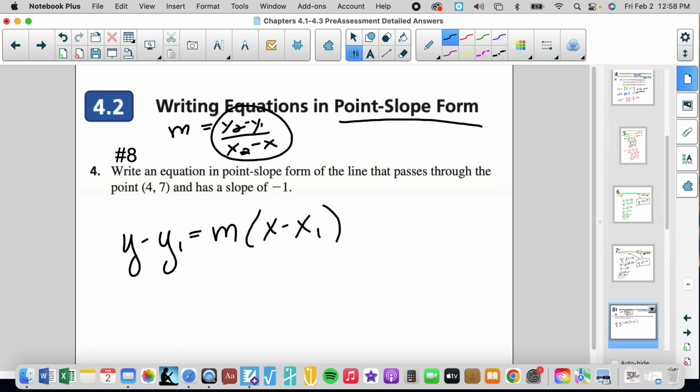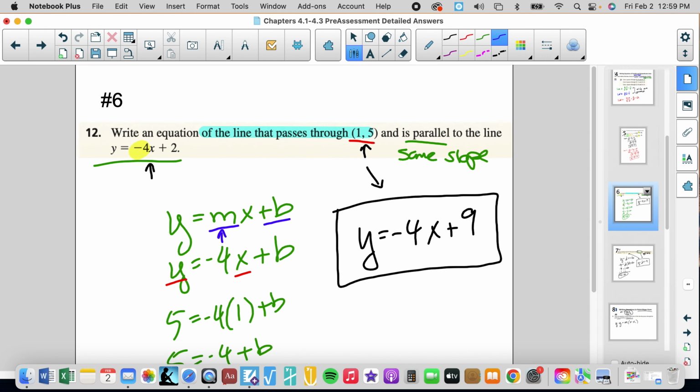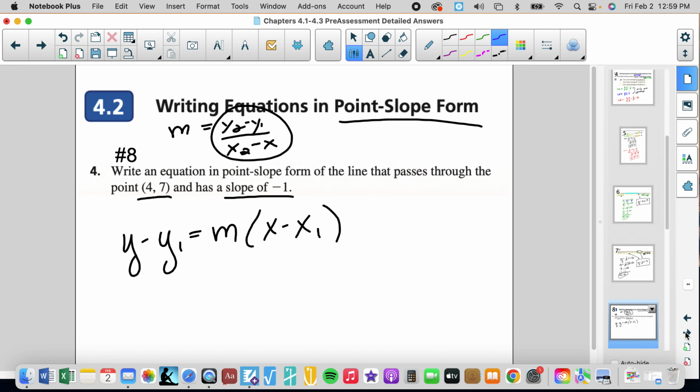Write an equation in point slope form of the line that passes through the point 4, 7 and has a slope of -1. So much like when we plugged in for slope intercept form, we had to fill in for the slope and the intercept. In point slope, we're going to fill in for the point, y sub 1 and x sub 1, and we're going to fill in for the slope. So we're going to fill in that piece of information.